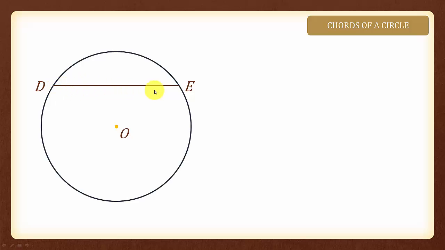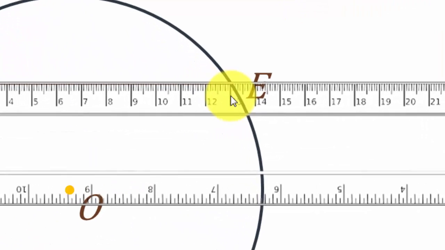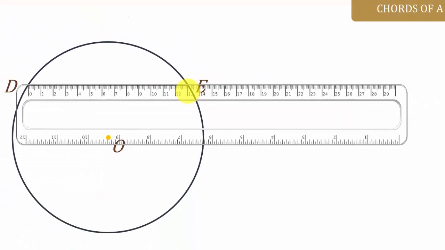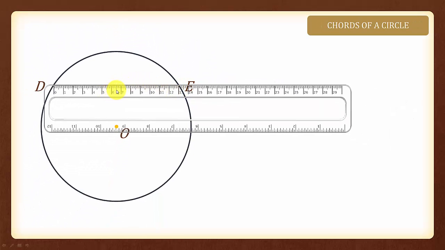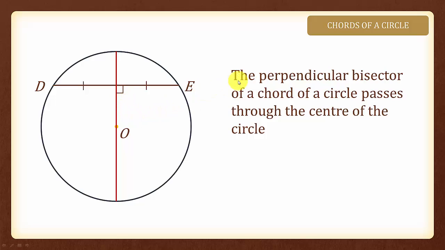Here we have a chord DE and we measure it to be 13 centimeters. We locate the center of this chord here and we draw a perpendicular line that cuts through the center of the chord. And we notice that the perpendicular bisector of this chord here passes through the center of the circle.